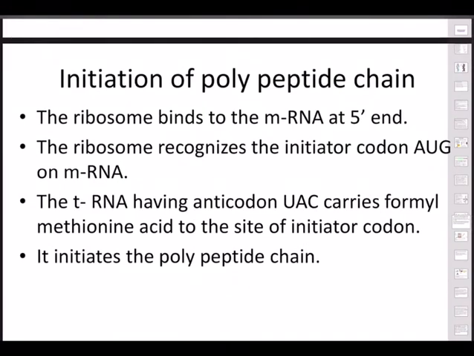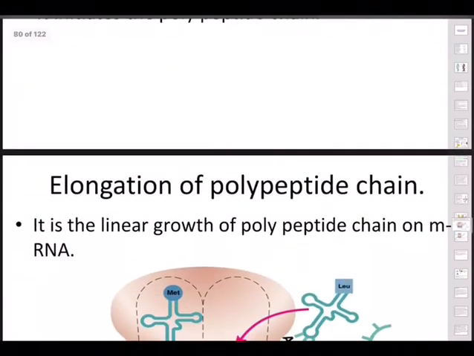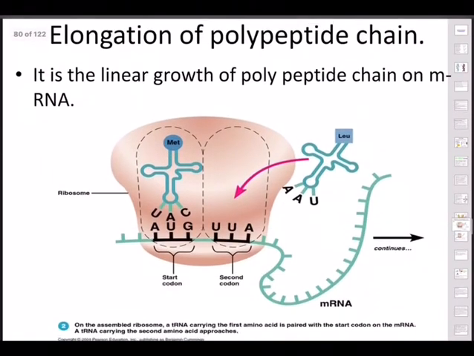So the ribosome binds to the mRNA at the 5' end. The ribosome recognizes the initiating codon AUG on mRNA. The tRNA having anticodon UAC carries formyl methionine to the site of the initiating codon. It initiates the polypeptide chain. This is the starting point of that.